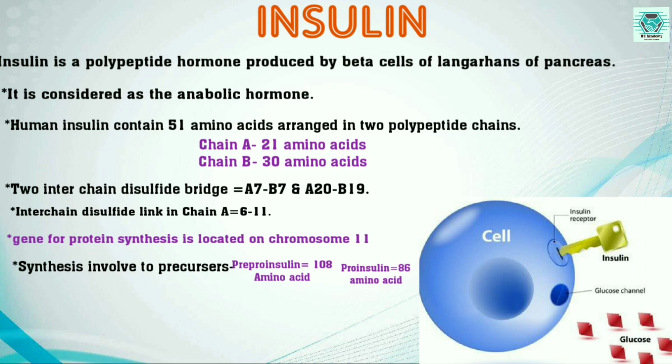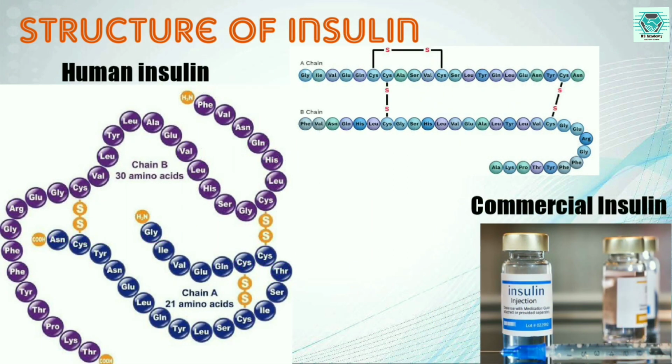The insulin is basically a protein, and we know that proteins are synthesized within our cells. The gene for protein synthesis is located in chromosome 11, and it is produced by the beta cells of the pancreatic islets. The synthesis involves 2 precursors, that is pre-proinsulin, 108 amino acids, and proinsulin, 86 amino acids.